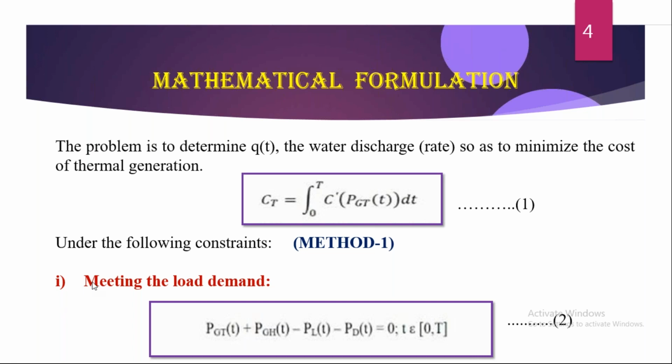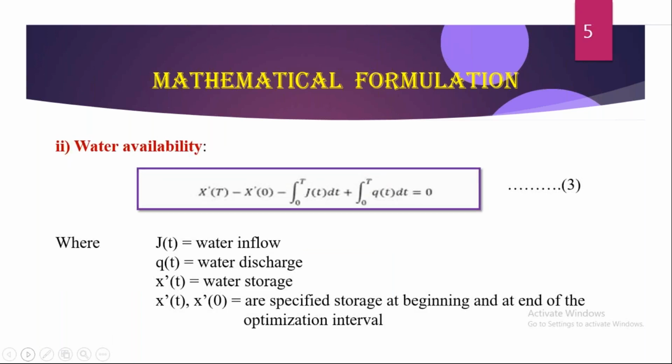So this is the first constraint. We have to meet that load demand. So constraints are nothing but the requirements. Next one is water availability. For scheduling purposes, it needs water availability. Without water, we can't schedule, right? So the second constraint is water availability.